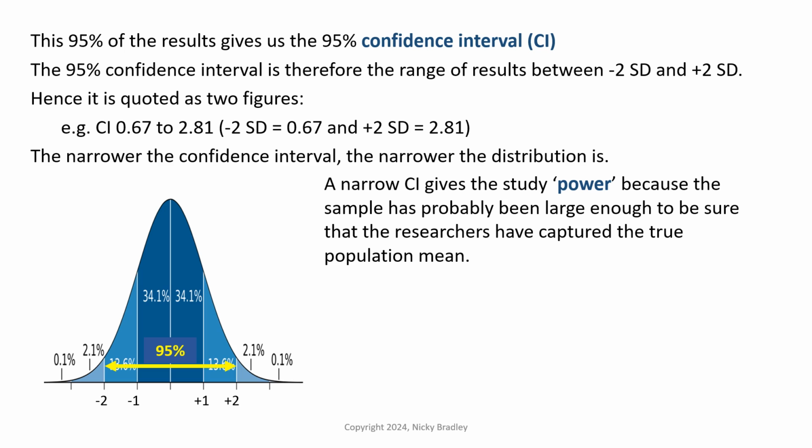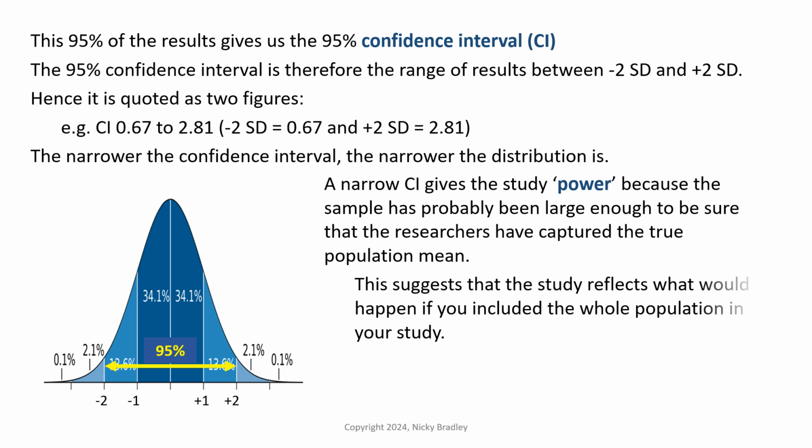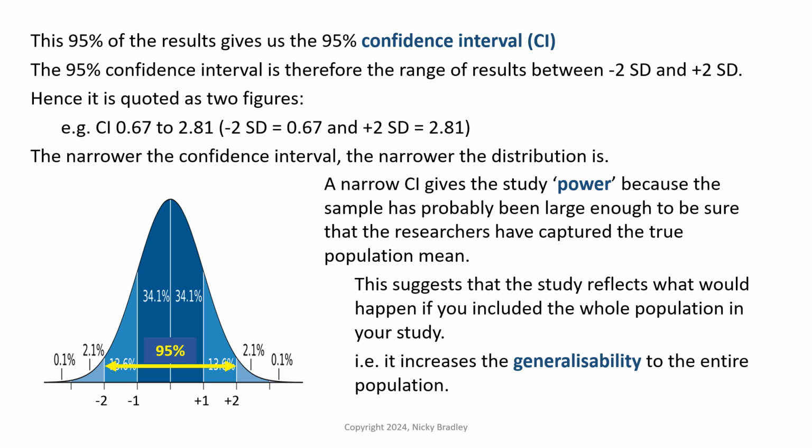A narrow confidence interval gives the study power because the sample has probably been large enough to be sure that the researchers have captured the true population mean. So a narrow confidence interval is a good thing. This suggests that the study accurately reflects what would happen if you went out and you managed to test the whole population. So in other words, it's saying that this is most likely representative of the true population. Hence the word power. It has the power to be generalizable to the entire population.